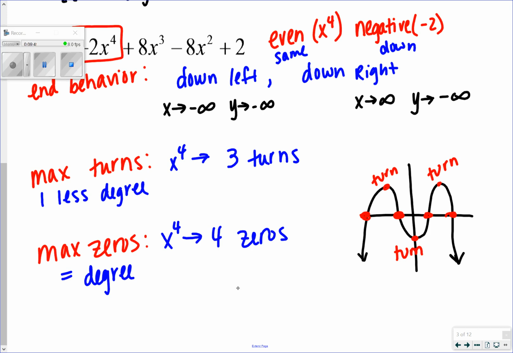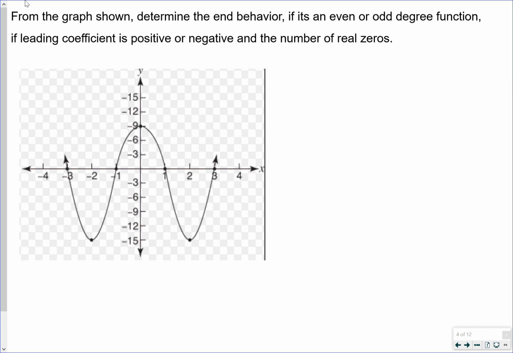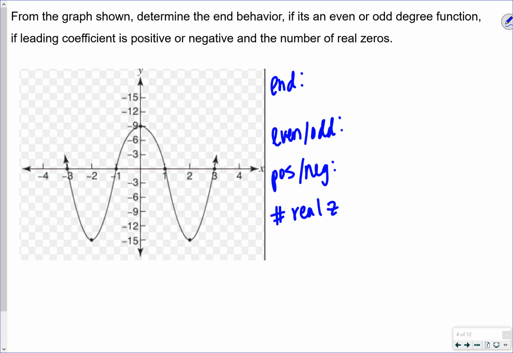Okay, so now we are going to move forward. We're going to determine these things from a graph. So I'm going to give you a graph. I know that they're both negatives. This is what I get for pulling from the internet. I'm going to give you a graph, and from it I can determine the end behavior, if it's even or odd, if it's a positive or negative number in front, and the number of real zeros. Number of real zeros is how many times you cross the x-axis.